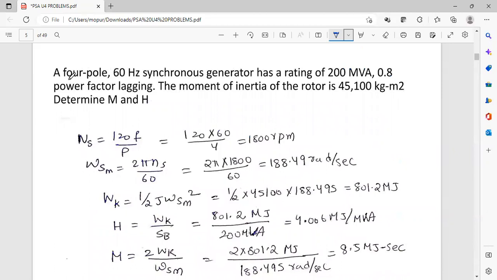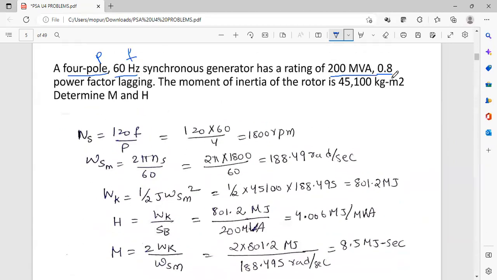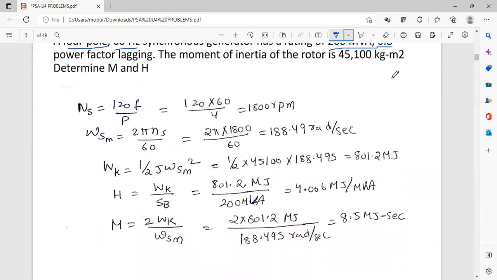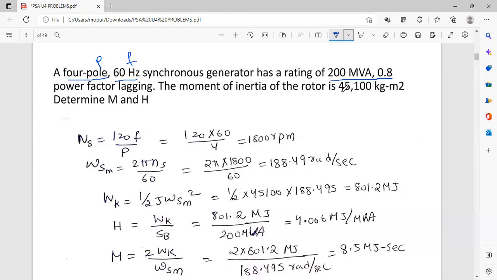A 4-pole machine, number of poles is equal to 4. This is P. And it has a 60 Hz frequency. It has a rating, they have given this rating, and 0.8 power factor. So you can find 200 divided by 0.8, which will give you the S base. Power factor lagging, moment of inertia J is given, the same type of problem. You need to find the value of M and H.